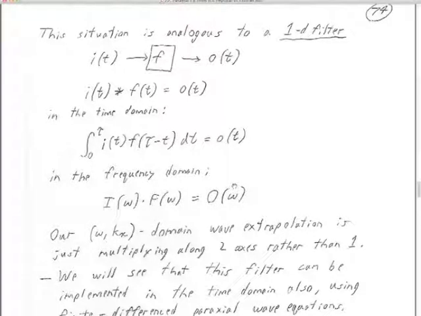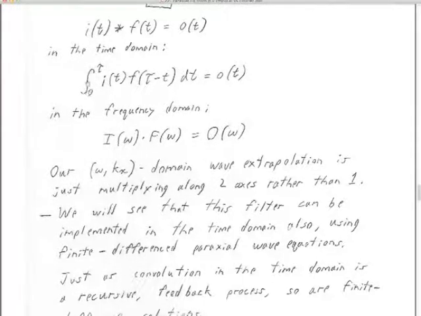Now, this situation is analogous to a 1D filter, and we've worked with those earlier in the semester. We have an input seismic trace I of t. We convolve it with a filter time series, and we have an output O of t. There's the convolution. In the time domain, that convolution is represented as an integral. One application of the integral gets us the output at one time, and we have to do the integral again if we want the output at a different time.